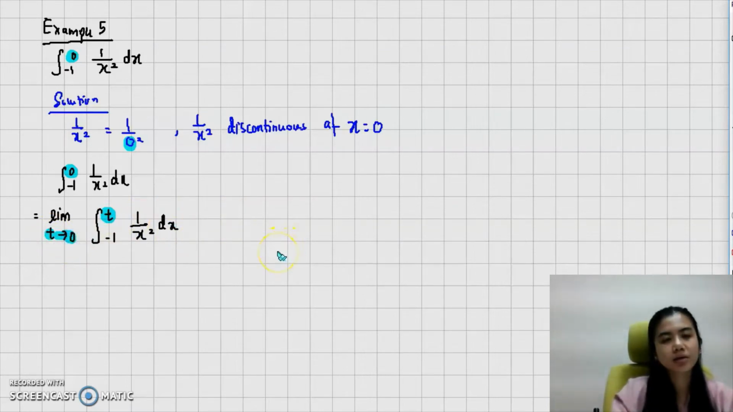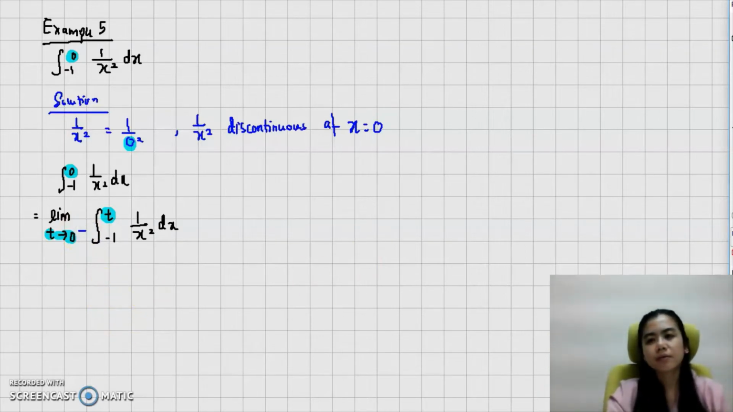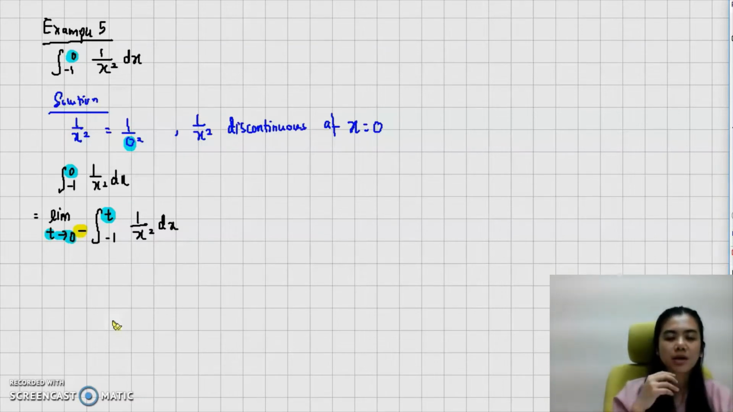This is on the left, so this limit is from the left. For simplicity, we take the one on the top as the left limit, and the one at the bottom as the right limit. When we say left limit, it means you have a minus on the top. Okay, let's focus back on this case.